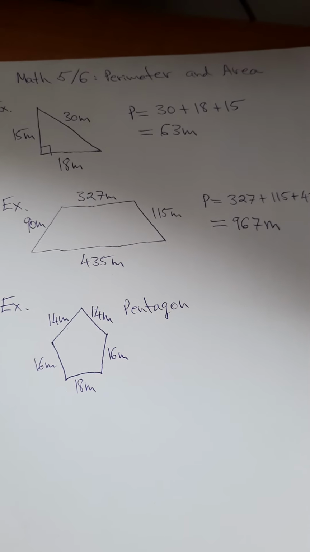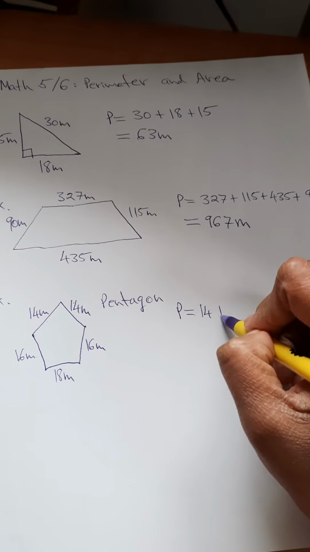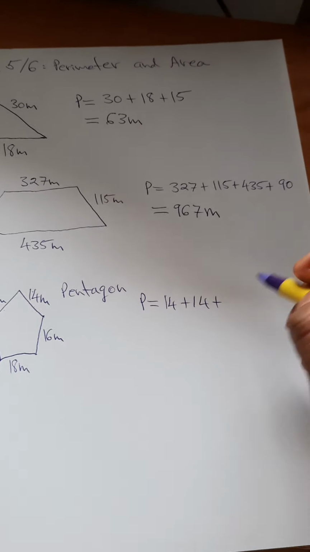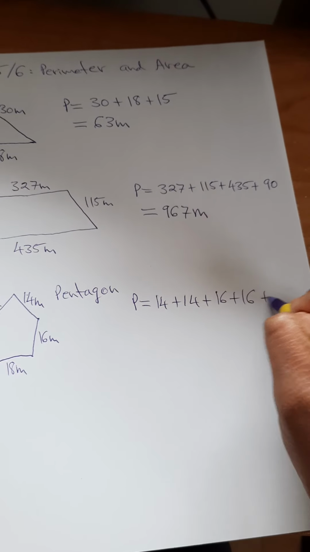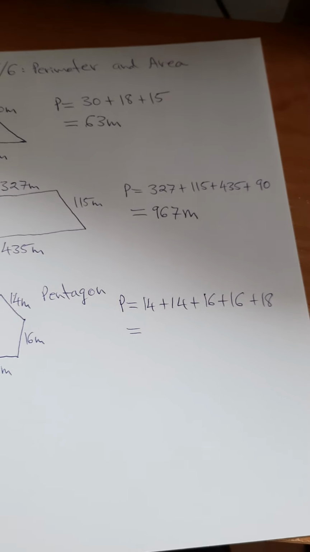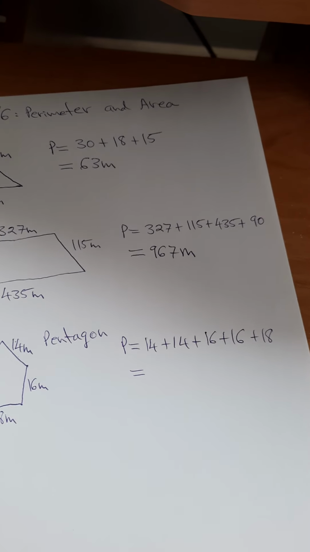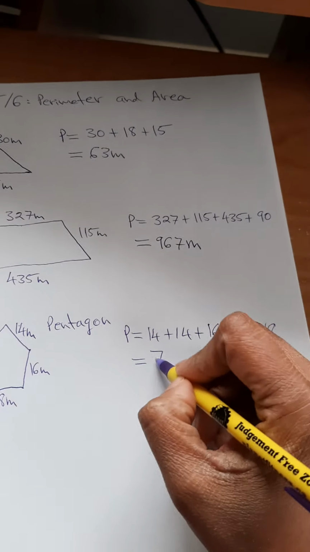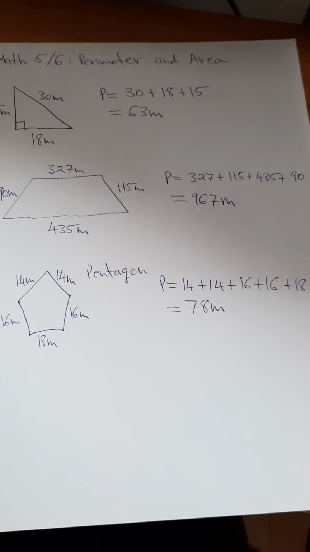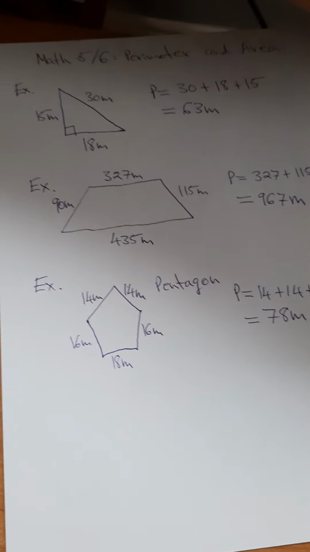We're basically just calculating the perimeter here. So P equals 14 plus 14 plus the other two sides, and then plus 18. Let's add it together. So the perimeter is equal to 78 meters. Does everyone see that? Let's try another example here.